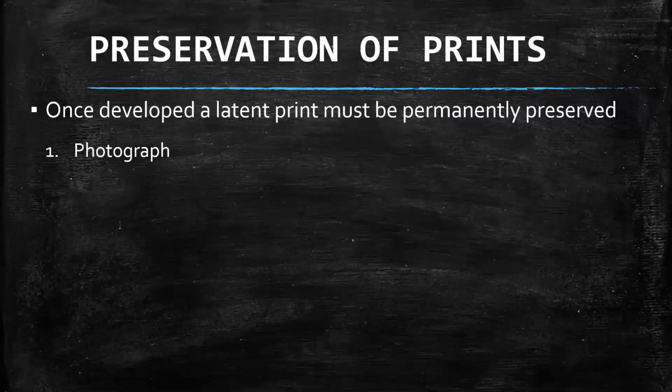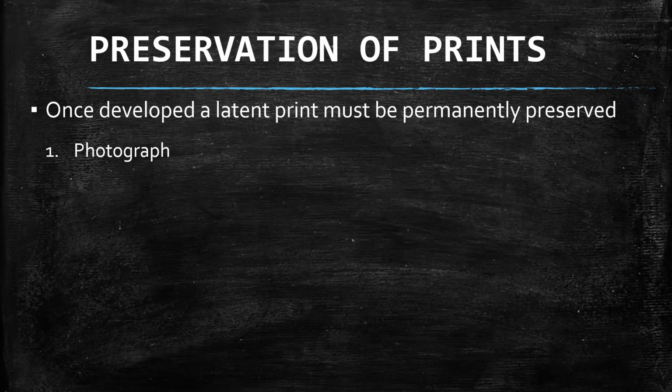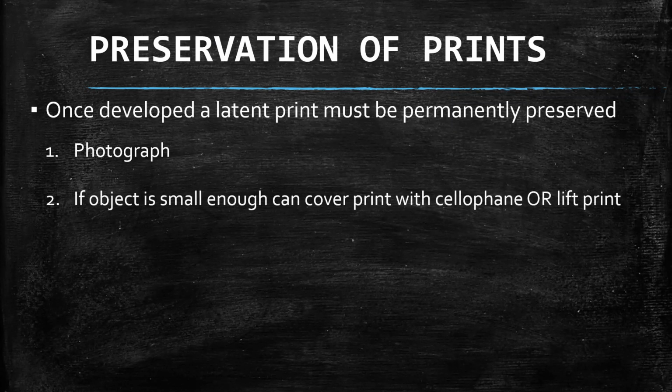That picture gets submitted to evidence, and if it's a big object like a car door or something, you don't necessarily want to keep that. So you can just photograph it and keep the photo of that fingerprint. It can also be scanned later. If the object is small enough, you can cover it and make a chamber and fume, or you can lift the print.